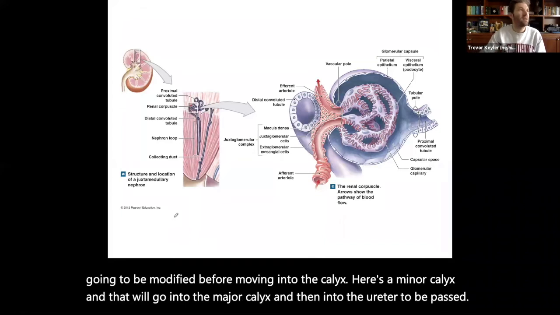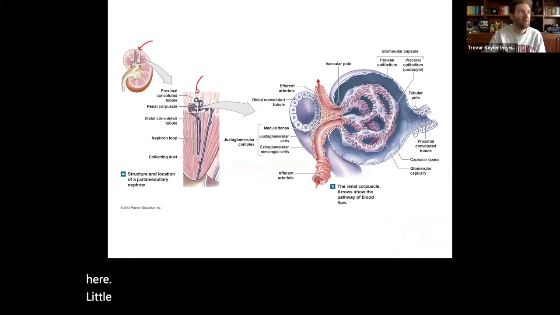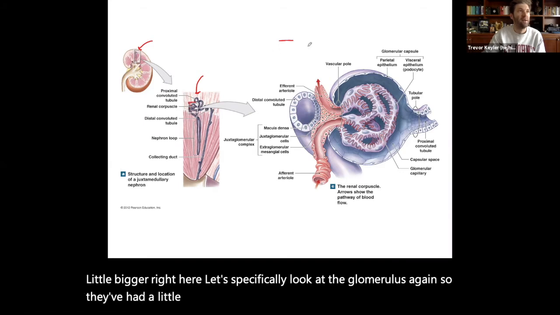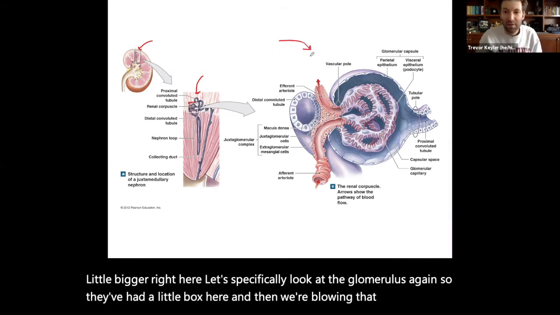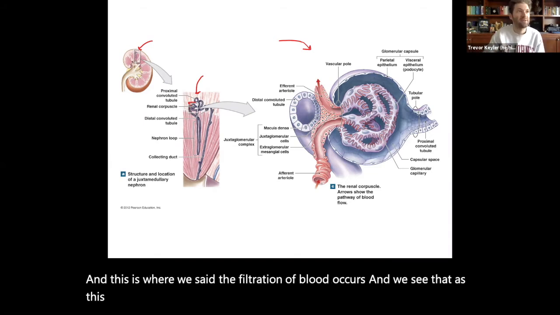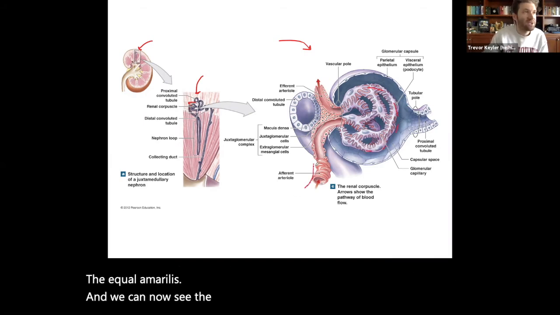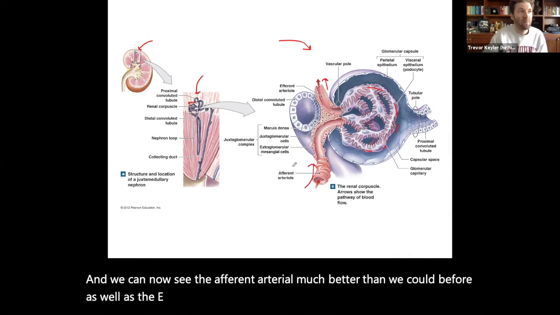All right, so taking a look again at the nephron. So we zoom in on the nephron here, a little bigger right here. Let's specifically look at the glomerulus again. So they have a little box here, and then we're blowing that glomerulus up over here. And this is where we said the filtration of the blood occurs. And we see that as this collection of capillaries, the glomerulus. Okay. And we can now see the afferent arteriole much better than we could before, as well as the efferent arteriole. So remember, afferent arrives.